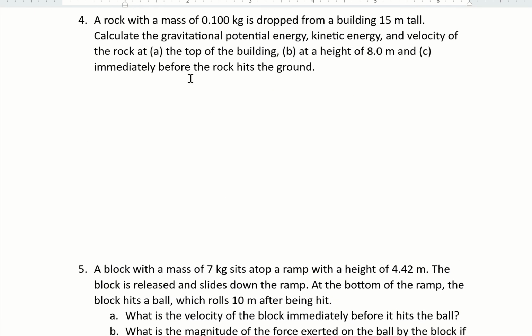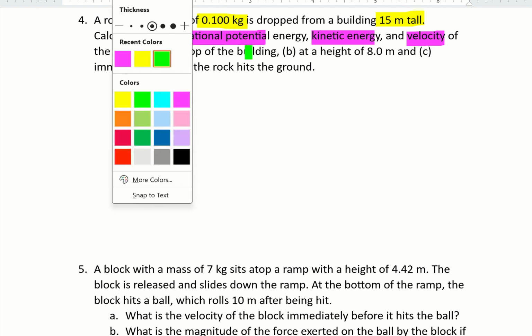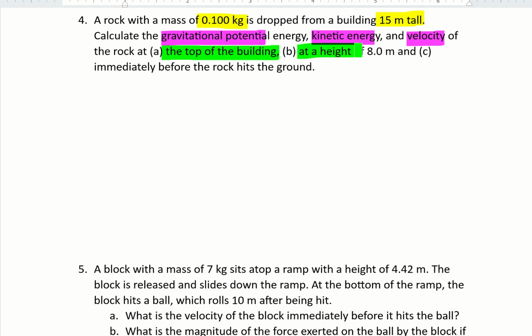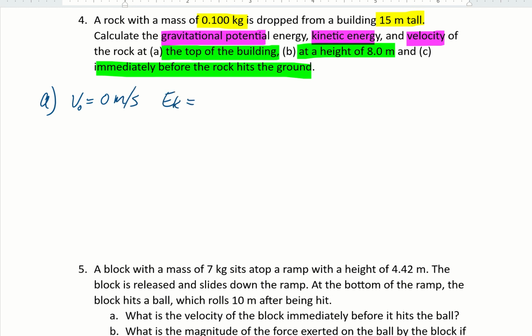All right. We have a rock with a mass of 0.1 kilograms, and it's dropped from a building that's 15 meters tall. So what I'm being asked to do is calculate the gravitational potential energy, the kinetic energy, and the velocity of the rock at the top of the building, at a height of 8 meters, and immediately before the rock hits the ground. Okay. So A is asking about the top of the building. If we're just dropping a rock, not throwing it down, then I know my initial velocity here is 0. And so then I know that my kinetic energy has to be 0 joules. So that's answering right away the kinetic energy and the velocity at the top of the building.